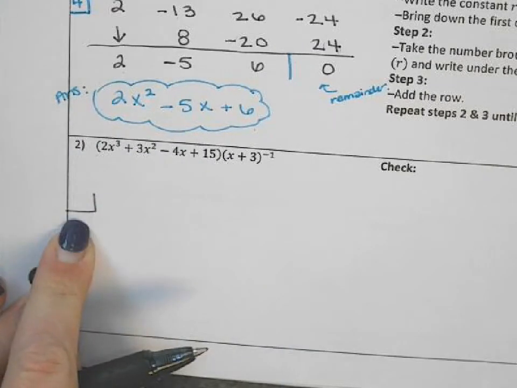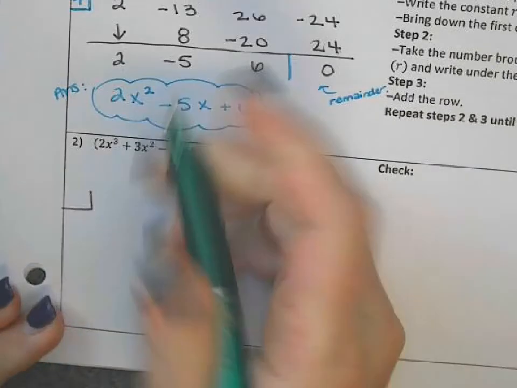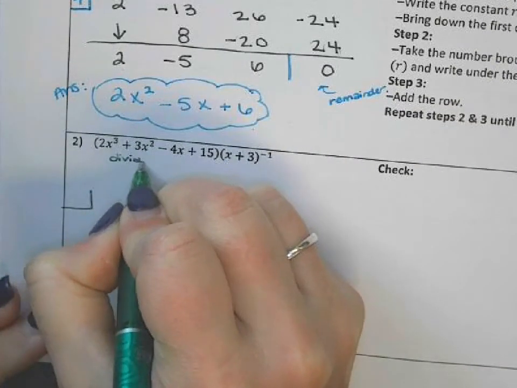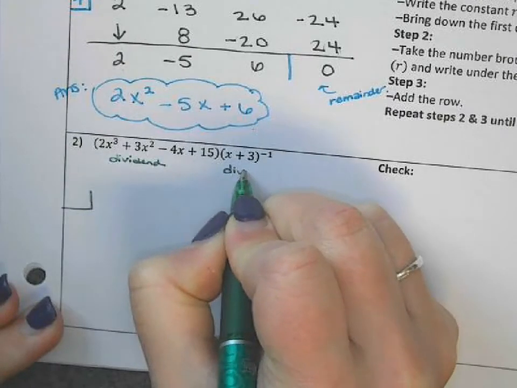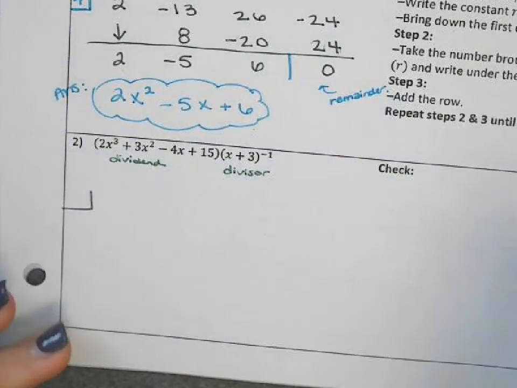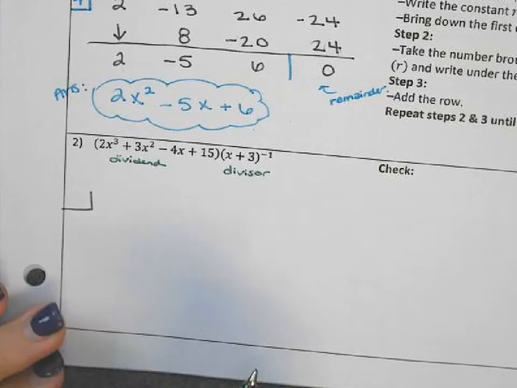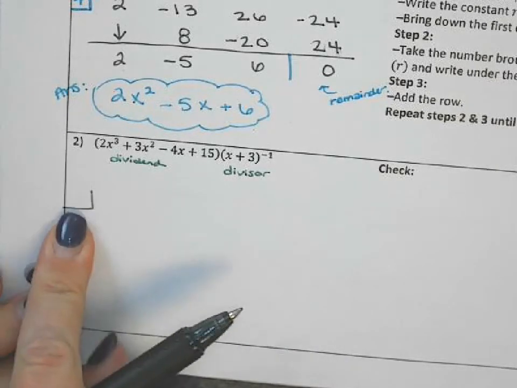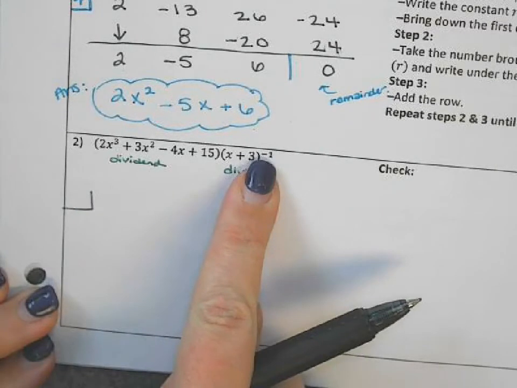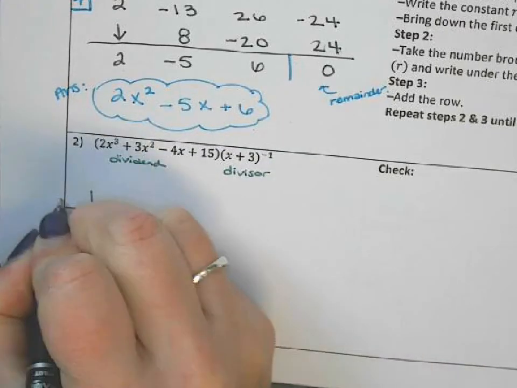What's going to be the number in the box this time? Remember, this is your dividend. This is your divisor. And we're looking for the answer. What goes in the box? -3, because it shows up opposite that it does here. So we're going to put a -3 in the box.